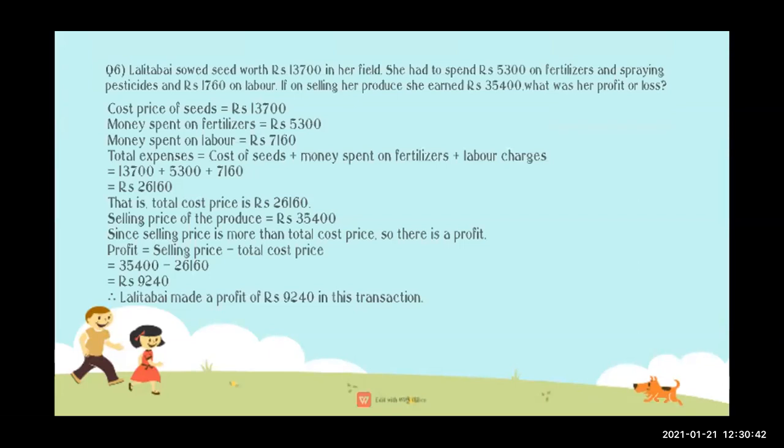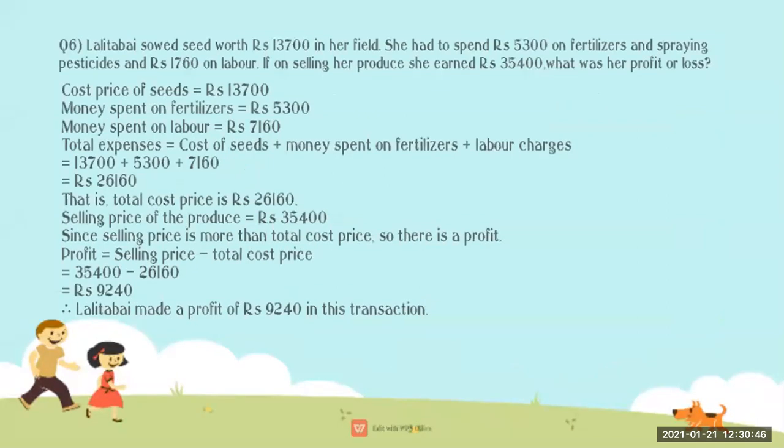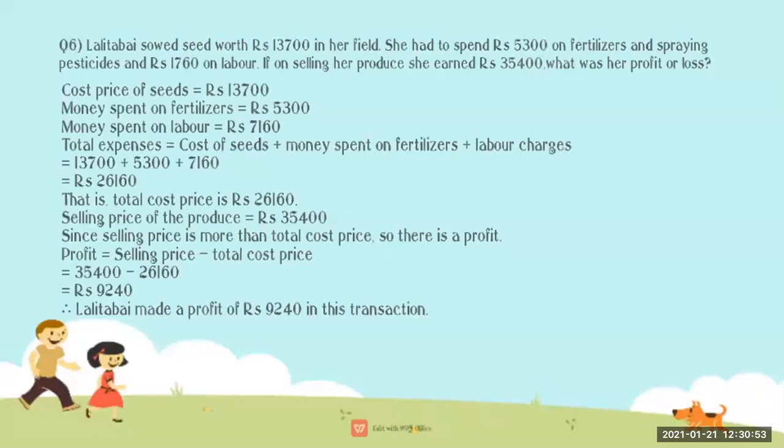So here, 13,700. Then we have to add the money spent on fertilizer, that was 5,300, and also the labor charges. Just wait a minute.